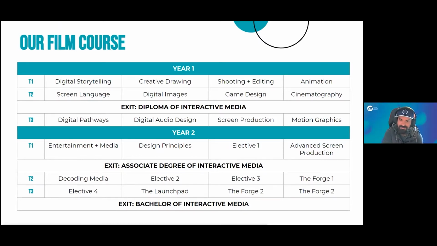Cool. So the way in which the course is structured for BIM Film is that in your first couple of semesters, you are doing core units that you will be sharing with other students enrolled in the other streams. So you can see that in your year 1, you'll have shooting and editing and digital storytelling, and you'll also be dipping your fingers in the pies of animation and games as well, right?